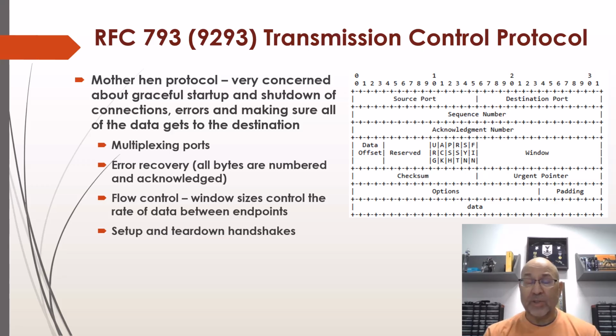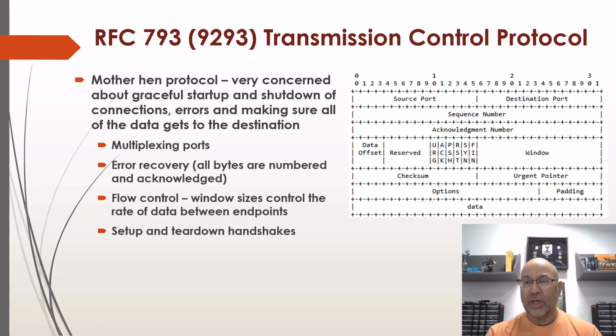Now, TCP also does error recovery. If you miss bytes in a TCP connection, you can ask for them to be retransmitted, or they'll automatically be retransmitted when a timer expires. Flow control, TCP has this thing called the window size. Now, this image that I have here, this is the ASCII art from RFC 793.